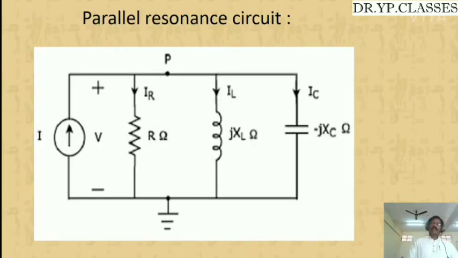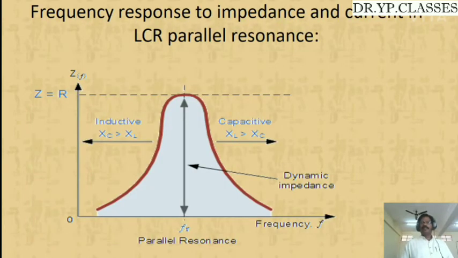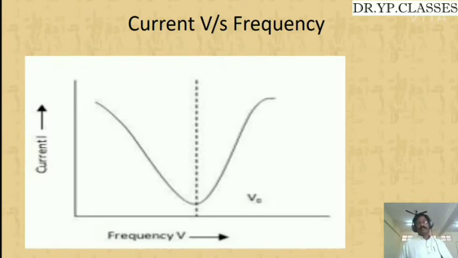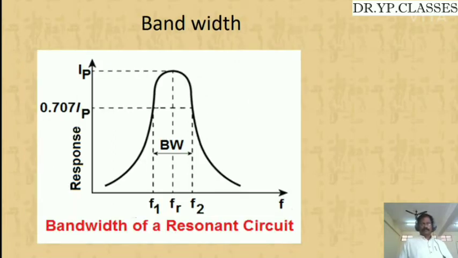So now let us come to the parallel resonance circuit. Here all the three components are connected in parallel, and exactly the reverse happens in the case of the parallel resonance circuit as compared to the series resonance circuit. Here the frequency response of the impedance is maximum in the case of parallel resonance, as we have seen in the series case the impedance is minimum. In case of parallel resonance, the circuit impedance is maximum. Correspondingly, current is minimum, whereas in the case of series resonance, it is maximum.